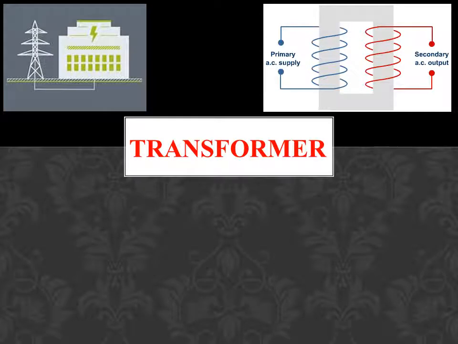A transformer cannot be used with a direct current source because if the current in primary coil is constant, then the magnetic field due to primary coil remains constant and there will be no change in the magnetic flux linked with the secondary coil, and hence no EMF will be induced in the secondary coil.